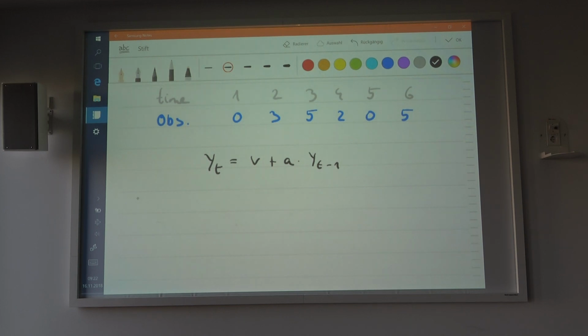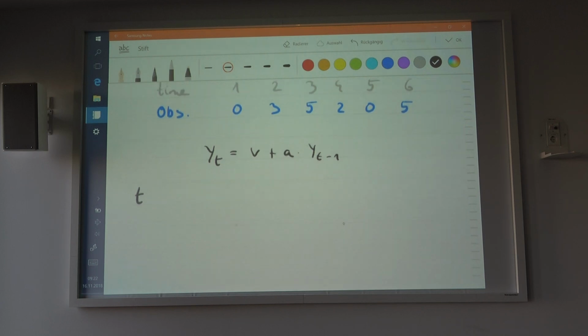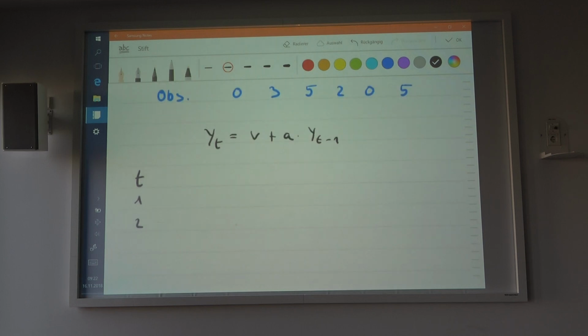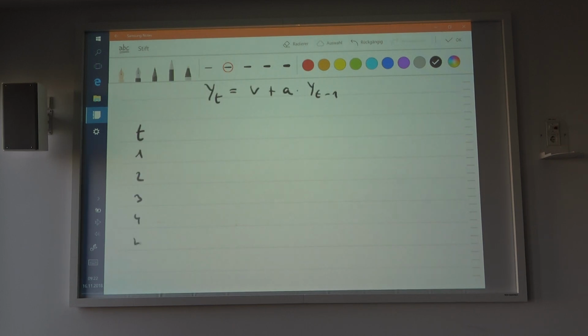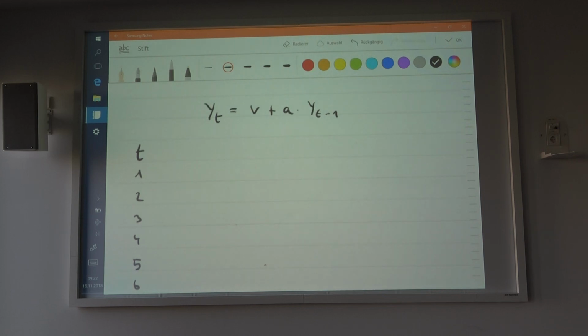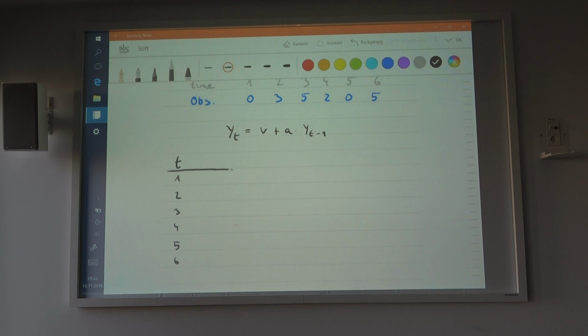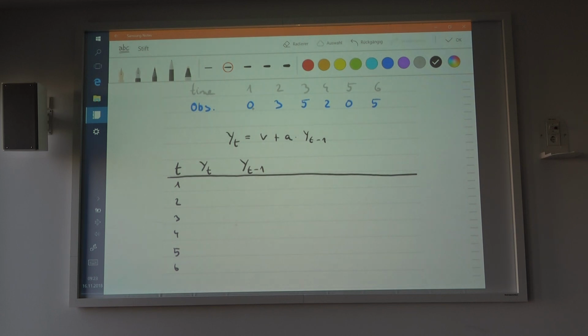Let's say you have time t here, and you have 1, 2, 3, 4, 5, and 6, so that's going to be the time, the points of time to be precise. So let's say here you have the observations y_t. This is the dependent variable, and here you have the observations of the explanatory variable.